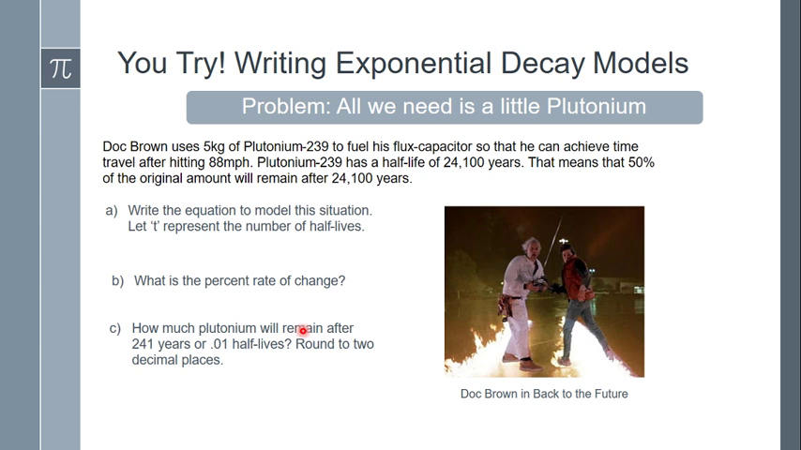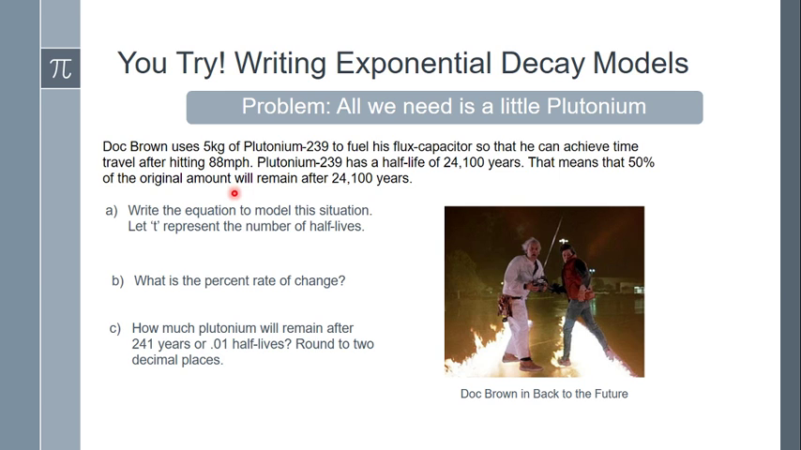Alright, so here we have Doc Brown. He uses 5 kilograms of plutonium-239 to fuel his flux capacitor so that he can achieve time travel after hitting 88 miles per hour. Now, plutonium-239 has a half-life of 24,100 years. That's why this stuff is so dangerous to store for long periods of time. You need a permanent solution.